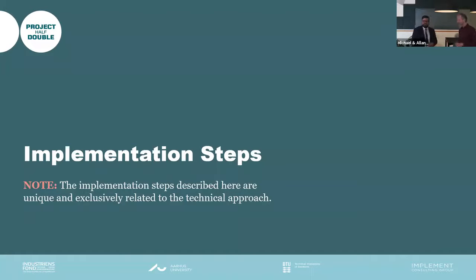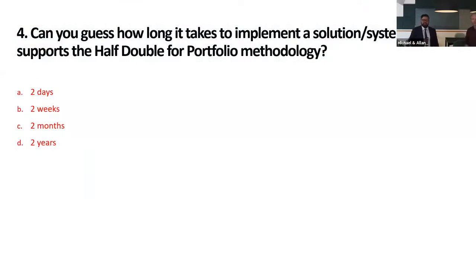I have one last question to everyone, which I think is quite interesting. Can you guess how long it takes to implement a solution or system that supports the half-double for portfolio methodology? That's my last poll, because I'm quite curious, and I'm pretty sure you guys are also curious how long it takes to implement the solution. Very good. I will wait to see a little bit.